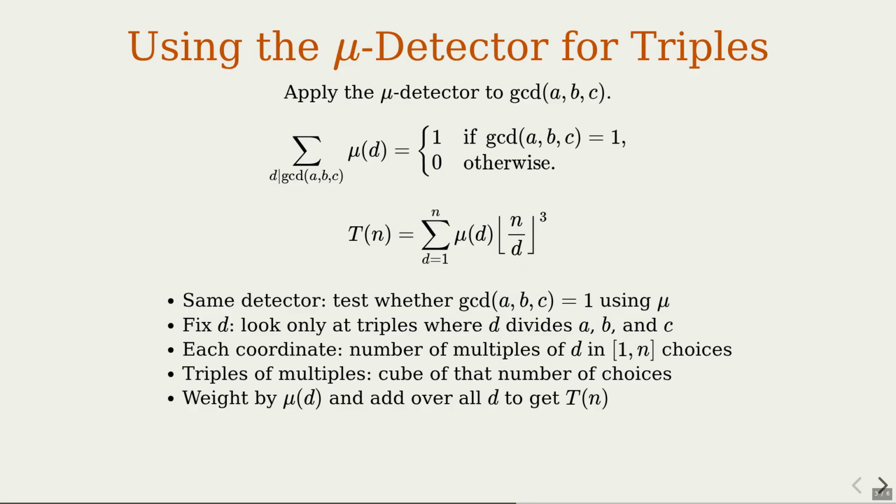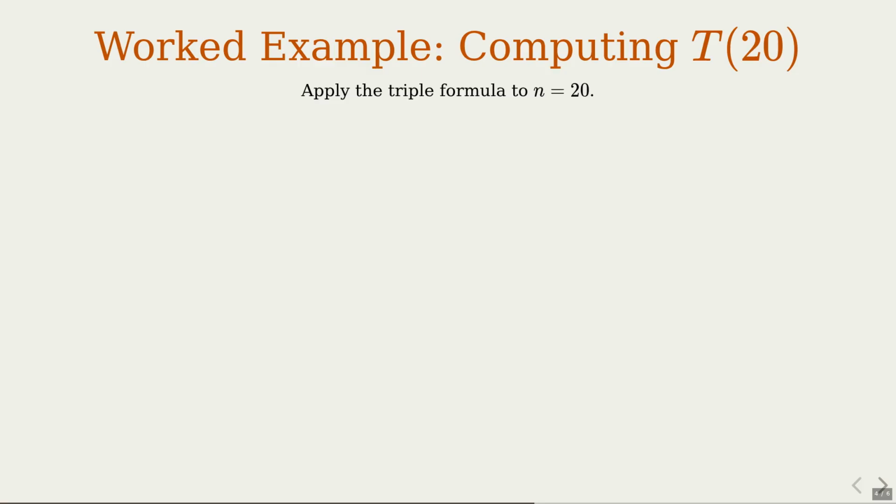On the next slide, we plug in n equal to 20 and see which divisors actually contribute to T of 20. I am guessing only the square-free divisors matter, because mu is 0 on everything else. Let us apply the formula to n equals 20 and see how the contributions from different d values add up. There are many divisors up to 20, but I expect most terms will be small or even vanish.